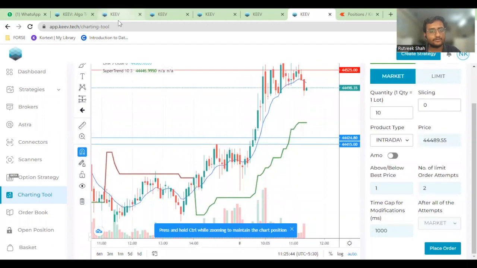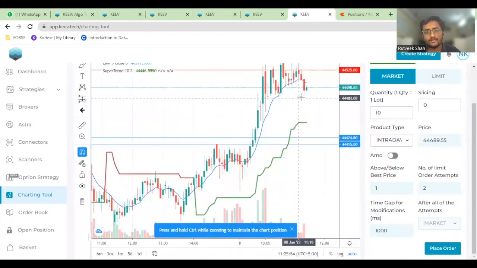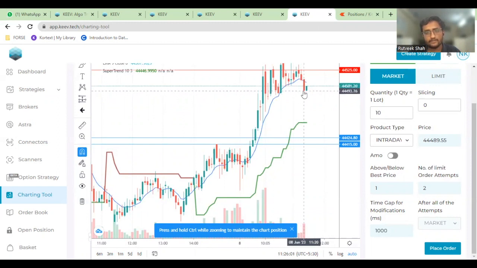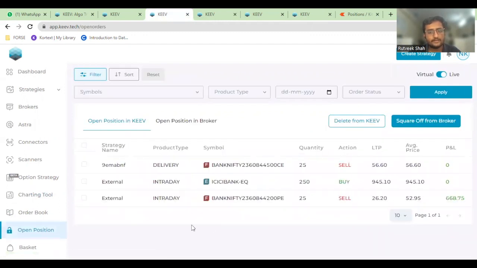So let's check our order from the order book. As you can see here, it was deployed at 11:20. So this was deployed when we got the confirmation of this candle, that at 11:15 close and at 11:20 open, this was deployed. So here, from our conditions, the ATM call should be sold. From the open positions here, we can check that the ATM call that is around 44,500 is sold.